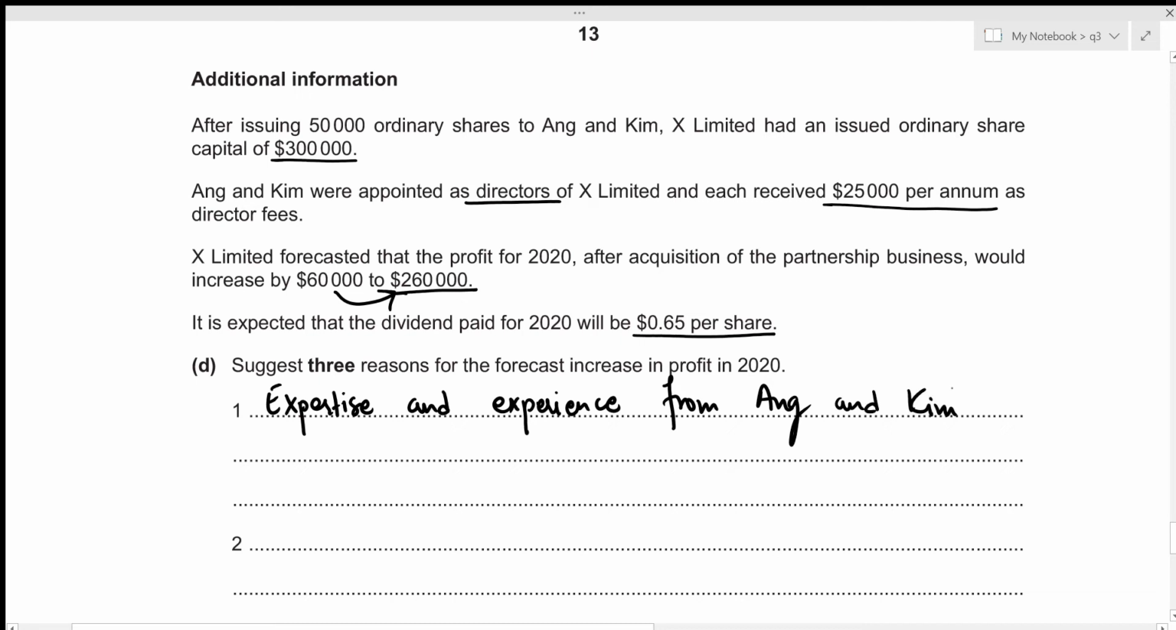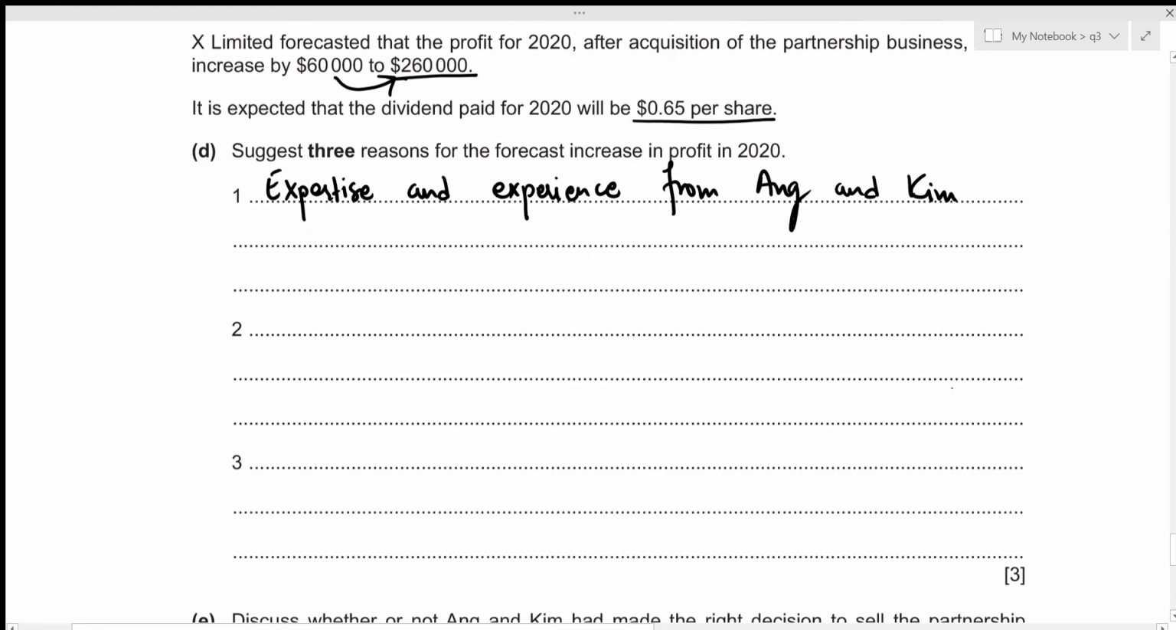And now that X Limited has acquired the partnership business as well, they could get access to more customer base, since the partnership already had an established customer base, which would now be a customer for X Limited as well. Let's write it down. So more customers.